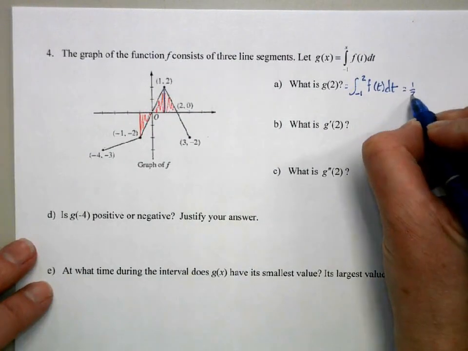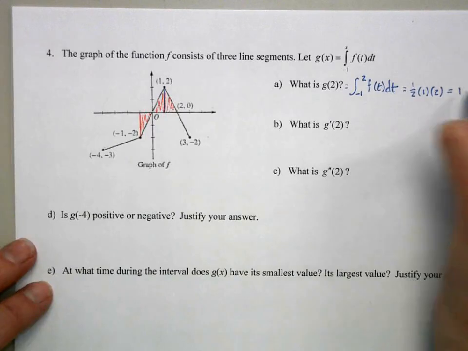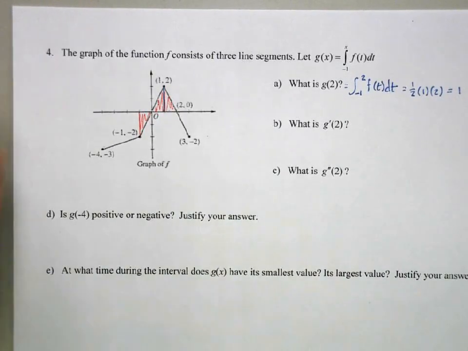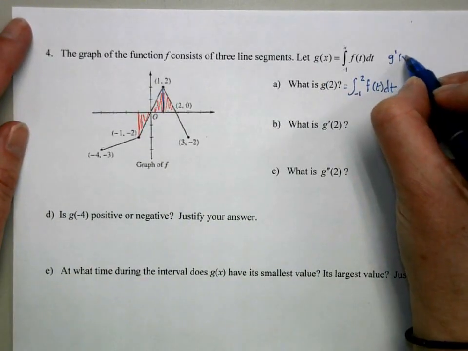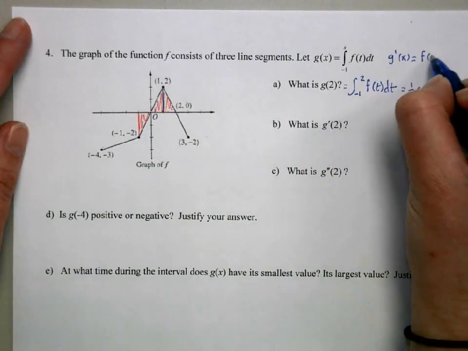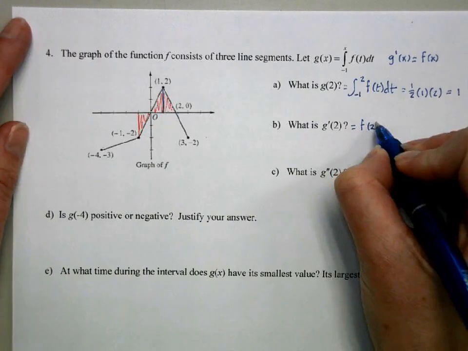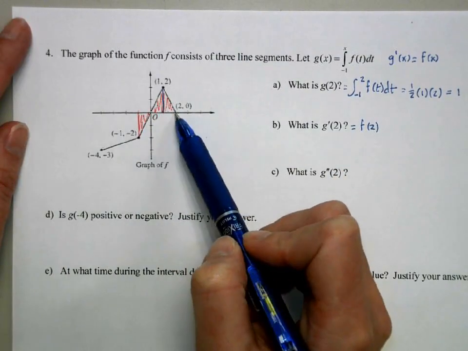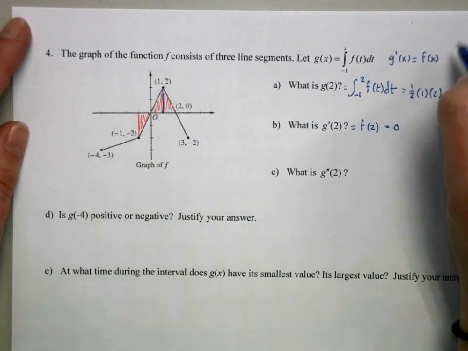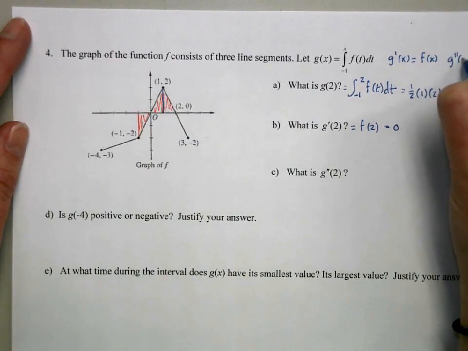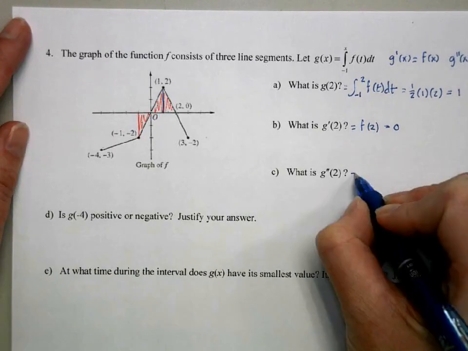If g is equal to this, then g prime of x is equal to f of x. So g prime of 2 is f of 2, which is just going to be the function value at 2, which is 0. And then lastly, the second derivative of g is going to be the first derivative of f. So we're looking at the slopes of this graph when x is 2, which has a slope of -2.